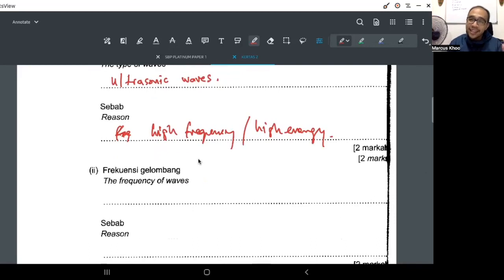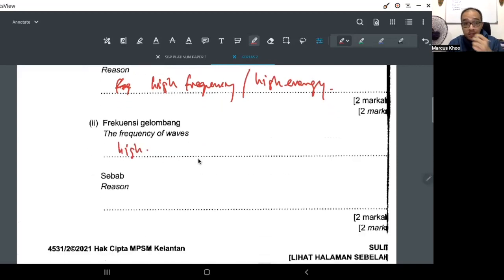The next one is frequency of the waves. The word ultra itself, I wish it was not ultra, I wish it was extra sonic waves. It's so much easier to remember. But it's called ultra. So frequency of the waves must be high, because of the word ultrasonic waves. But you don't say high frequency and then the reason also is high frequency, it's asking for trouble. So you can always say high energy.